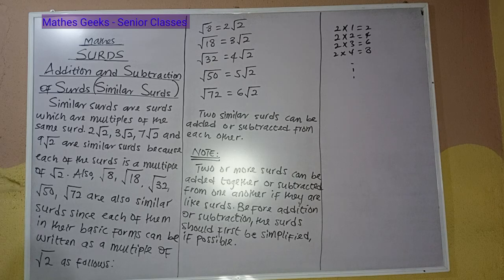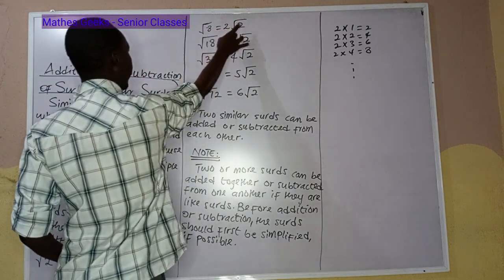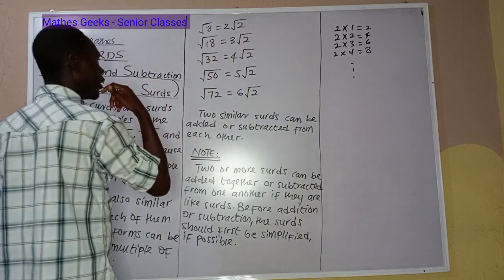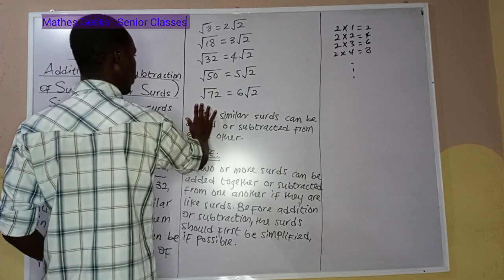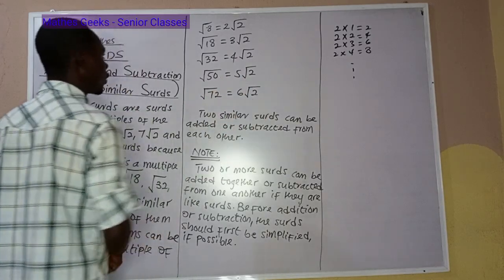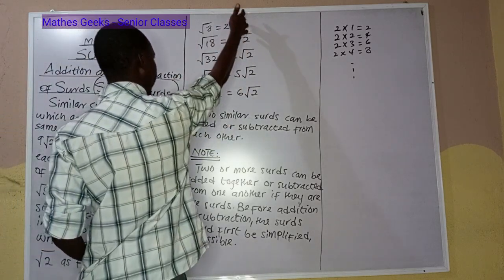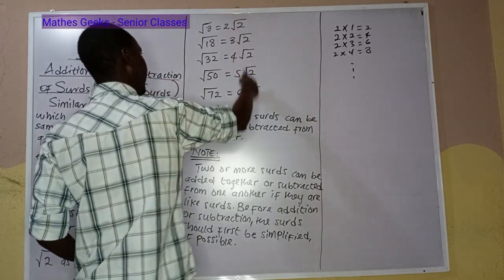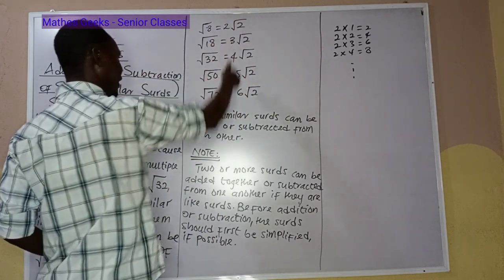each of them in their basic forms can be written as a multiple of root 2 as follows. Root 8 in its basic form is 2 root 2. Root 18 in its basic form is 3 root 2. Root 32 in its basic form is 4 root 2. Root 50 in its basic form is 5 root 2. Root 72 in its basic form is 6 root 2. So what you discover is that these surds in their basic form are simply multiples of the same surd, which is root 2. In this way, they are all similar because they have root 2 as the multiple or as a similar surd.